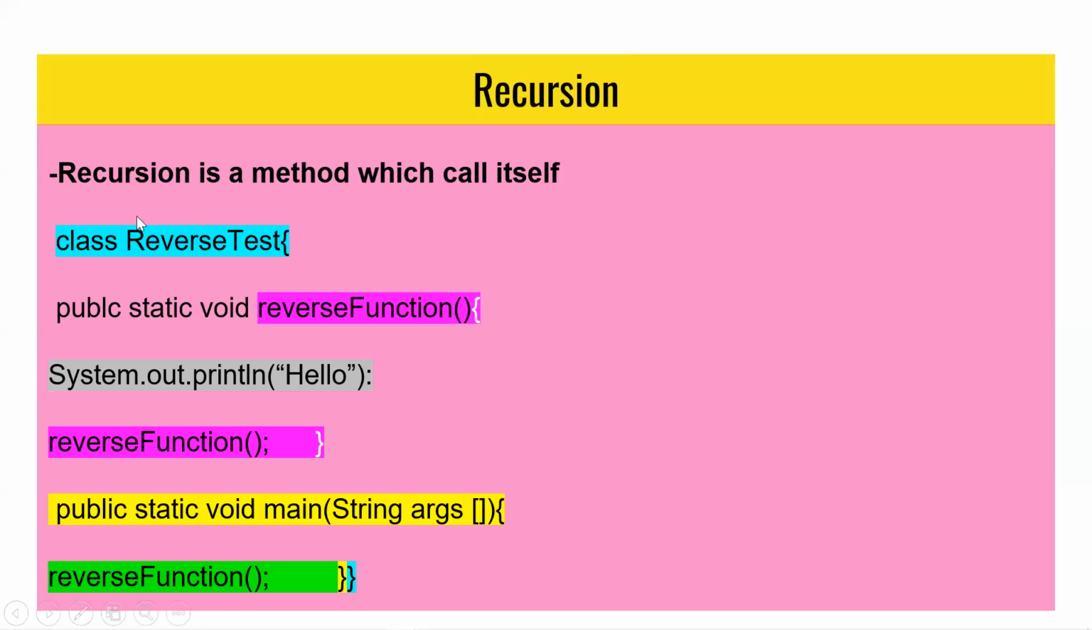Okay, first we will know what's recursion. Recursion is a method which calls itself. So here we are creating a simple recursion class. For example, class ReverseTest.